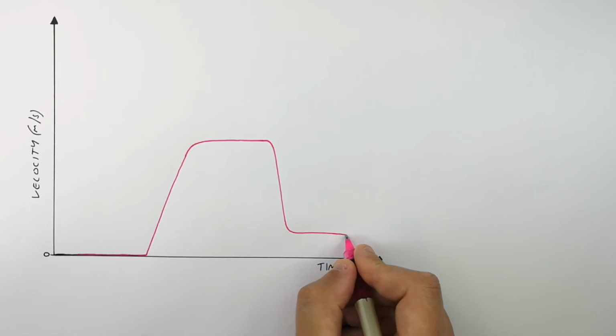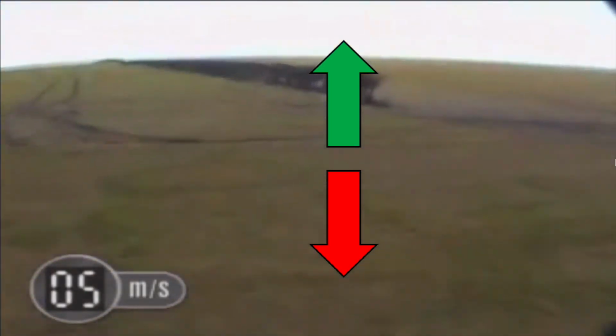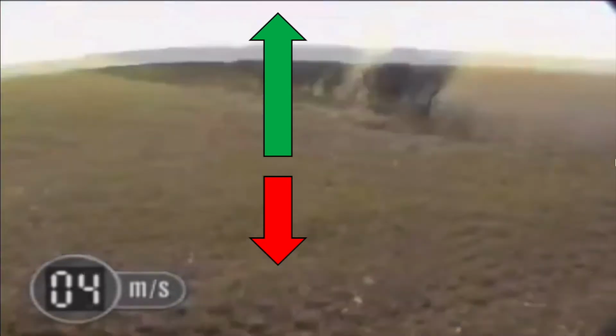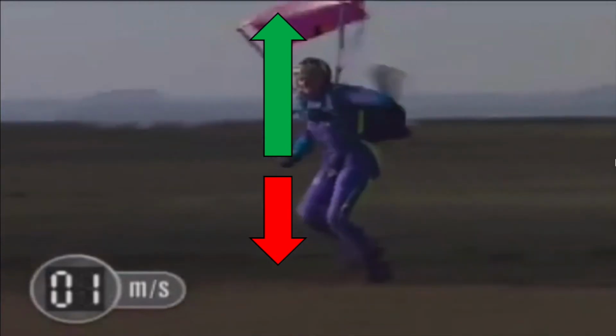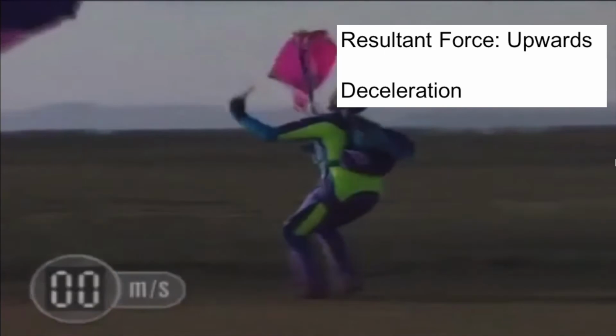This is when they land. There's a very quick decrease in velocity. At this point here, they go from having no resultant force acting on them in a downwards or upwards direction to hitting the ground where there is a sudden increase in an upwards force due to hitting the ground. This will cause them to decelerate to 0 meters per second.